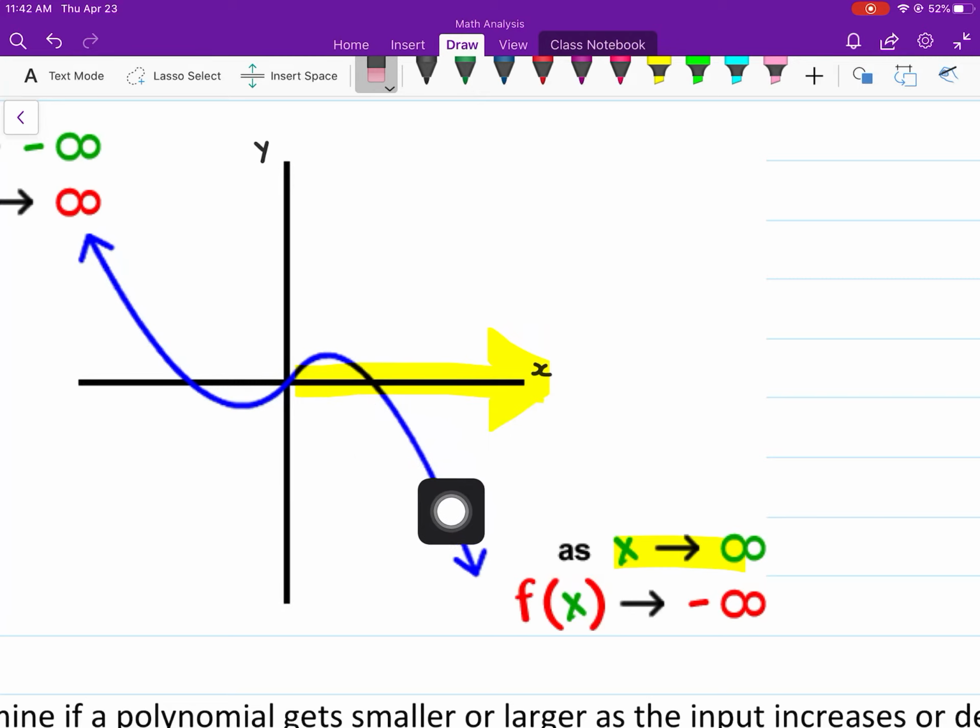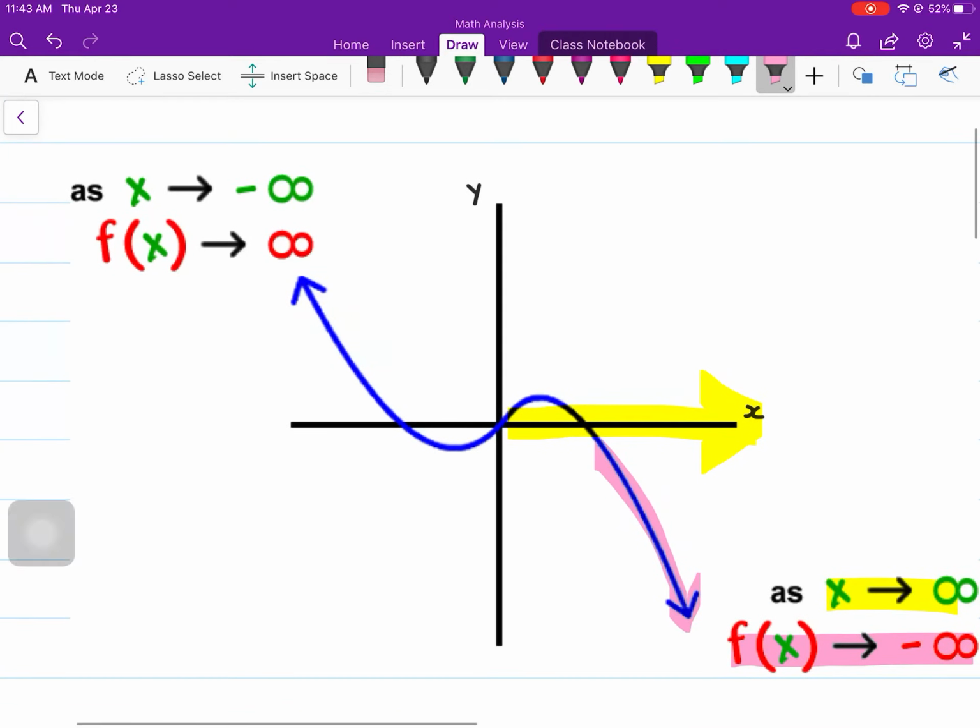As we go way out to the right, what is our blue graph doing? Well, guess what? Our blue graph is going down, isn't it? So since it's going down, we're going to say that f of x is going to negative infinity. And then how do we say this? As x goes to negative infinity, so now we're talking about going to the left.